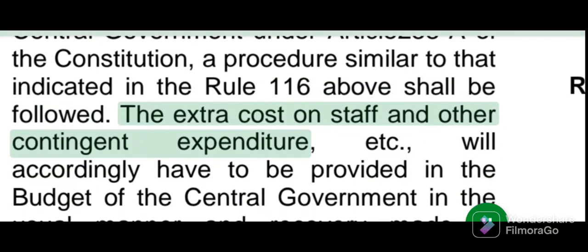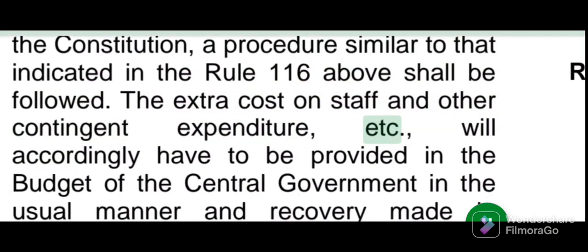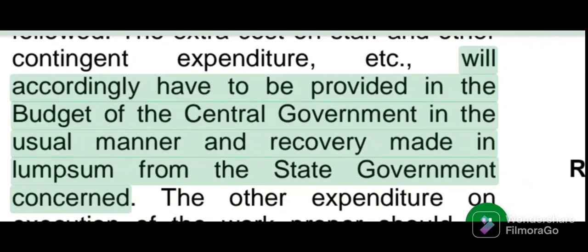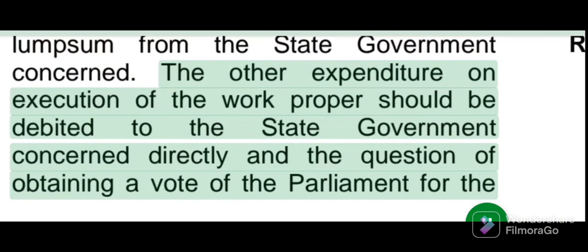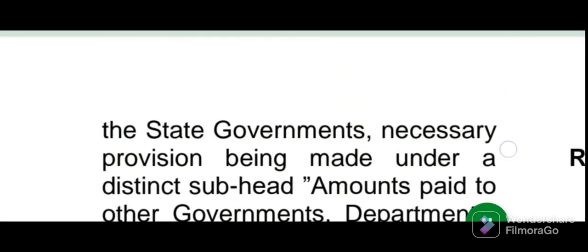The extra cost on staff and other contingent expenditure, etc., will accordingly have to be provided in the budget of the central government in the usual manner and recovery made in lump sum from the state government concerned. The other expenditure on execution of the work proper should be debited to the state government concerned directly, and the question of obtaining a vote of the Parliament for the same will not arise.